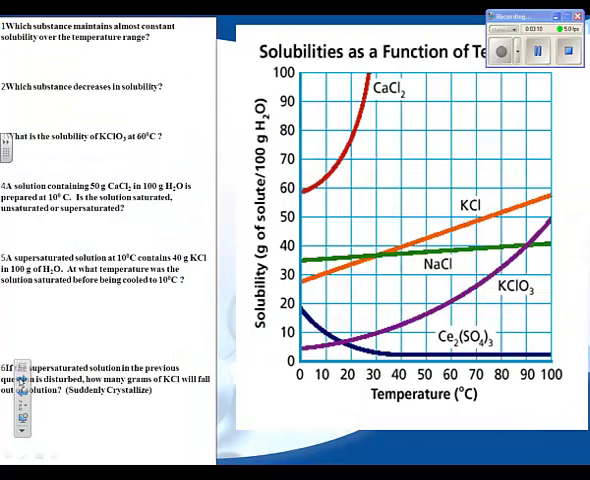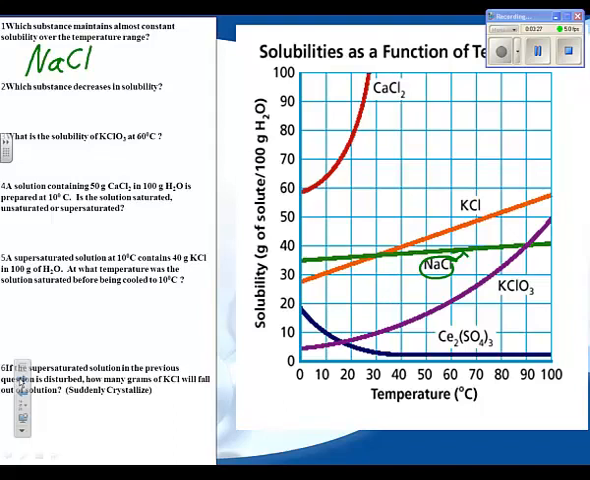Which substance maintains an almost constant solubility over the temperature range? Constant means it's going to be the straightest line. If you look at the green line here for NaCl, that's a pretty straight line. The straightest line is the most constant, so we'll call that NaCl.